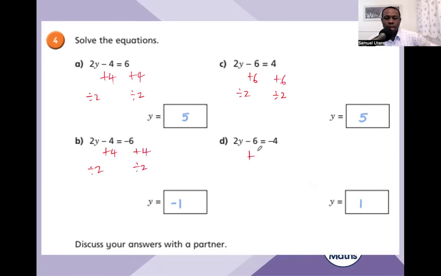Here, you add 6 to both sides. In the end, you divide both sides by 2. And then, of course, you can discuss the answers with the person you're studying with or someone you think would find this interesting.